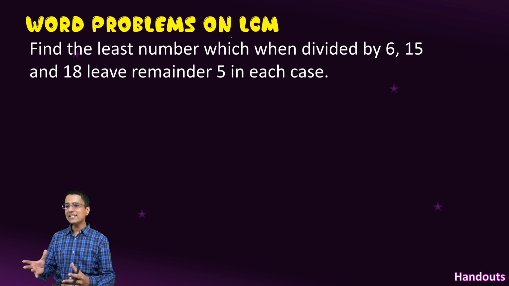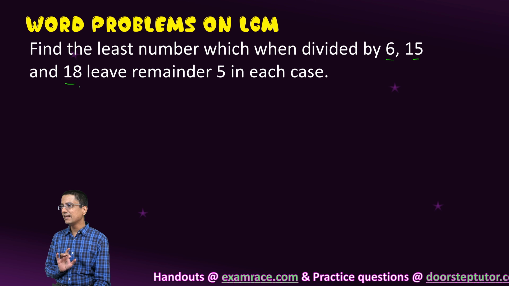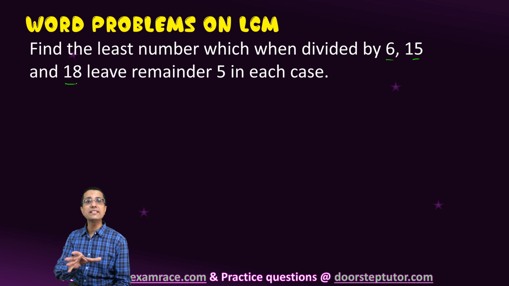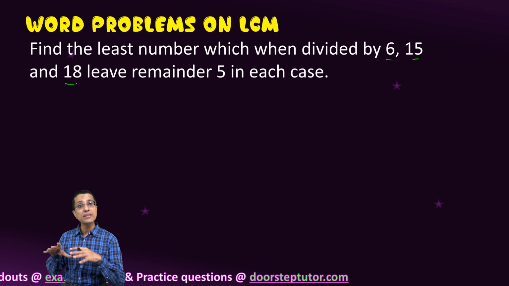The next problem is that we have to find out the least number which when divided by 6, 15 and 18 leaves a remainder. So it is not evenly divided by these numbers. A number which is completely divisible by 6, 15 and 18 is of course the LCM. We know that. So let's just find out the LCM of 6, 15 and 18. That part is simple. We can quickly find that out, and that number is 90. That is the LCM of these three numbers.